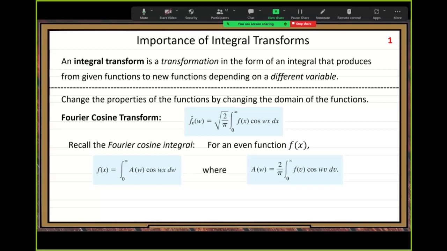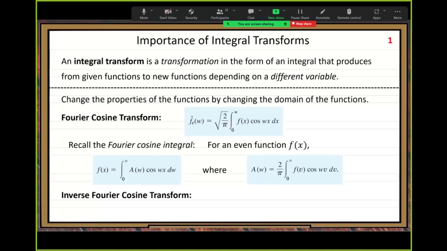If I see some other way, I can follow. That's the typical representation for the Fourier transform. Then for the inverse Fourier cosine transform.